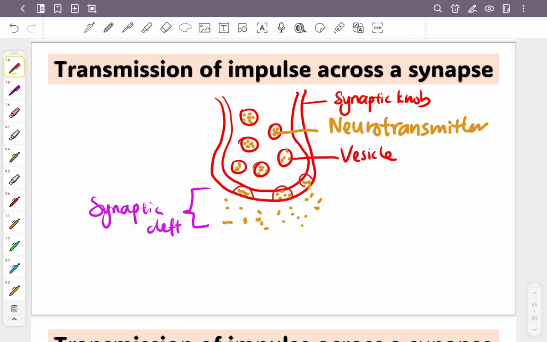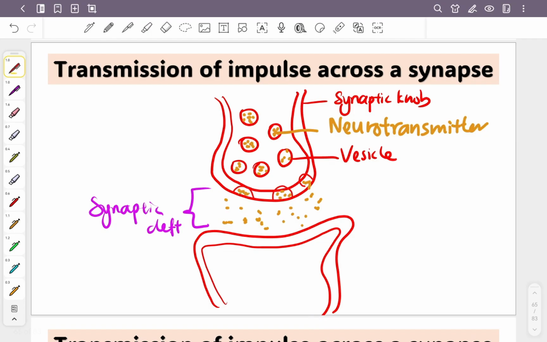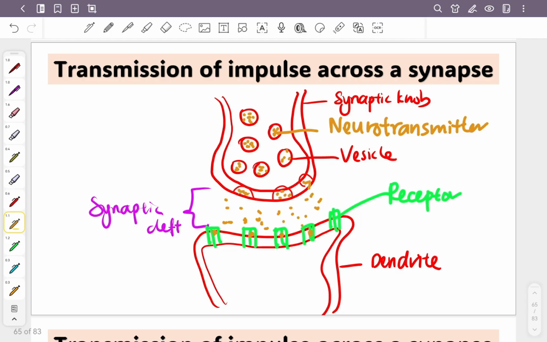Okay, and then you will also have the postsynaptic membrane of the following cell. So this is the synaptic node. This one should be the dendrite, correct? Inside the dendrite there are a lot of receptors, correct? So this neurotransmitter is going to bind with the receptor. So here it will stimulate the initiation of a nerve impulse. Okay? So the nerve impulse will keep on flowing.